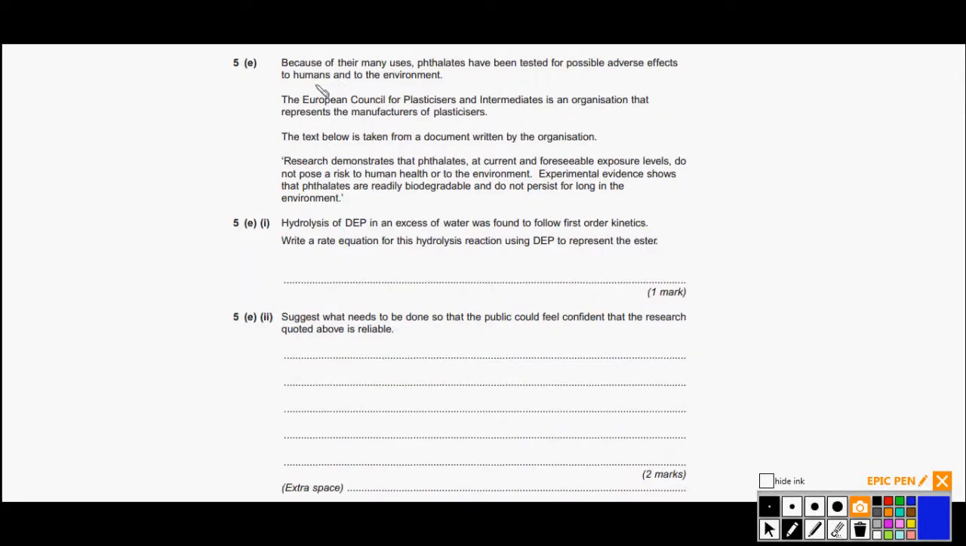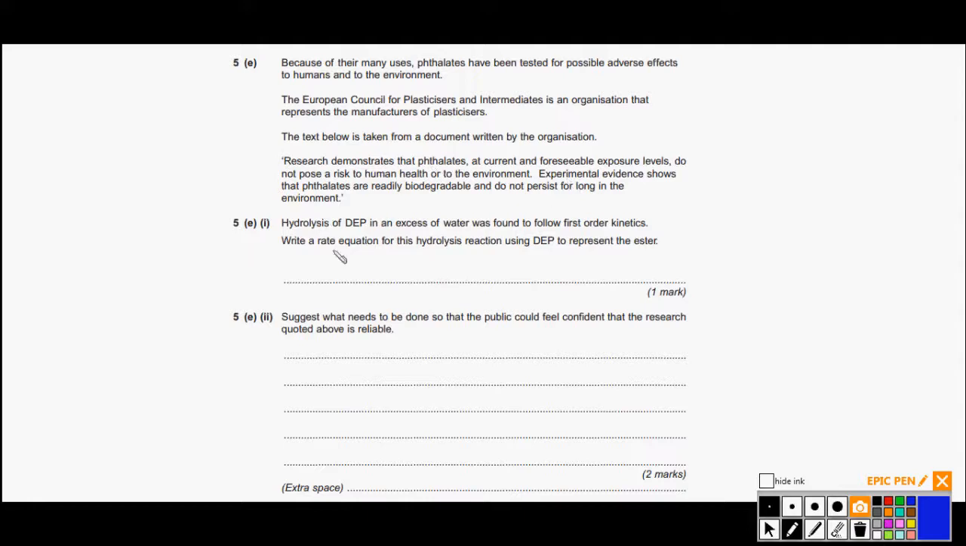Okay, so the last part of question 5. Because of their many uses, phthalates have been tested for possible adverse effects to humans and the environment. The European Council for Plasticizers and Intermediates is an organisation that represents the manufacturers of plasticizers. Text below is taken from a document written by the organisation. Research demonstrates that phthalates, at current and foreseeable exposure levels, do not pose a risk to human health or the environment. Experimental evidence shows that phthalates are readily biodegradable and do not persist for long in the environment. Hydrolysis of DEP in excess of water was found to follow first-order kinetics. Write a rate equation for this hydrolysis using DEP to represent this ester.